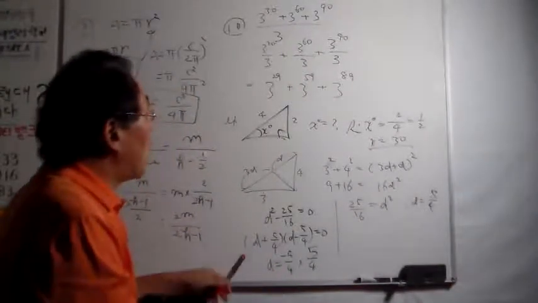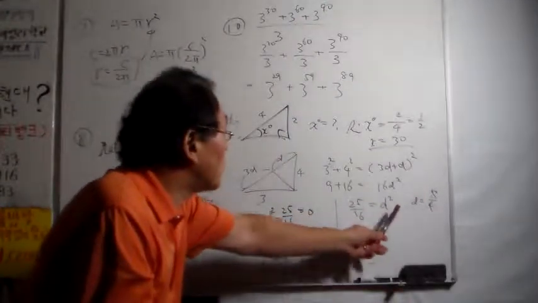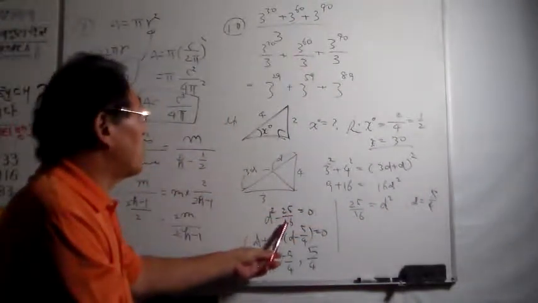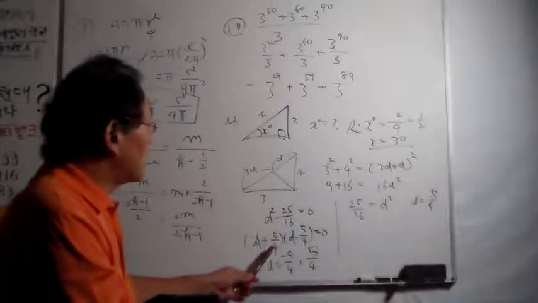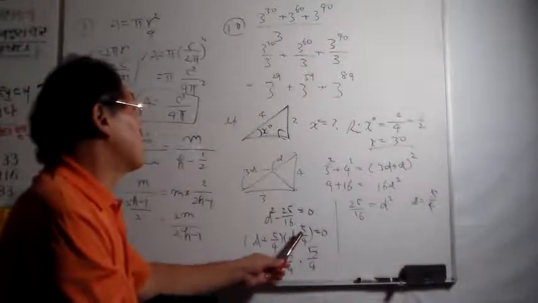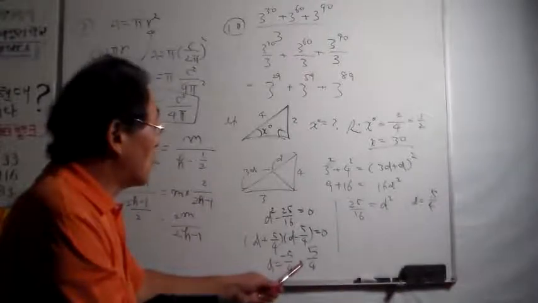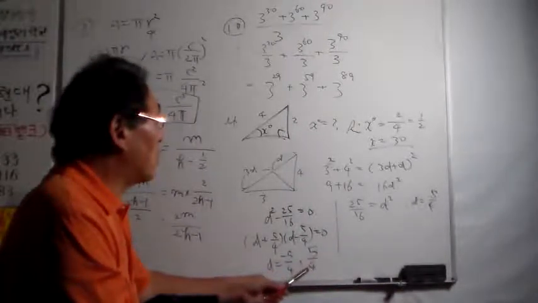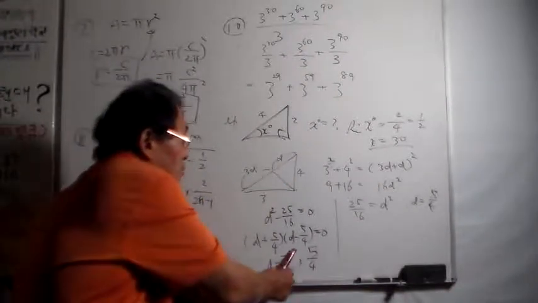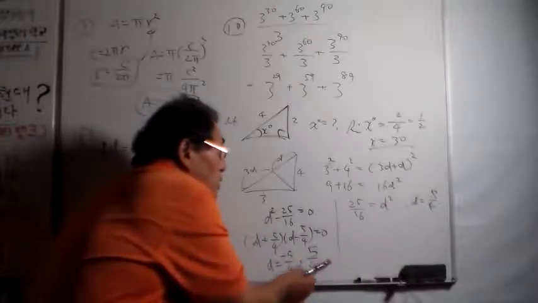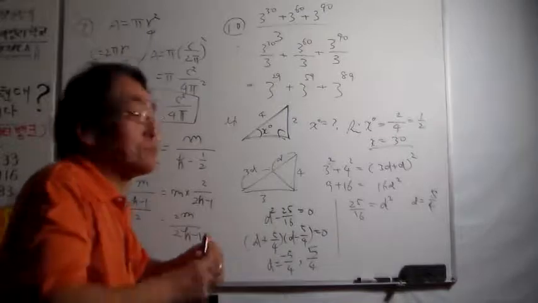Okay. Or I strongly recommend this one. From here move this over there. So D squared minus 25 over 16 is 0. So we have to factor this. D plus 5 over 4 times D minus 5 over 4 equals 0. So D is minus 5 over 4 or 5 over 4. But we're dealing with the length. D is the length. We don't use the negative length. So this is more reasonable. That's why D is 5 over 4. Same, we have the same answer.